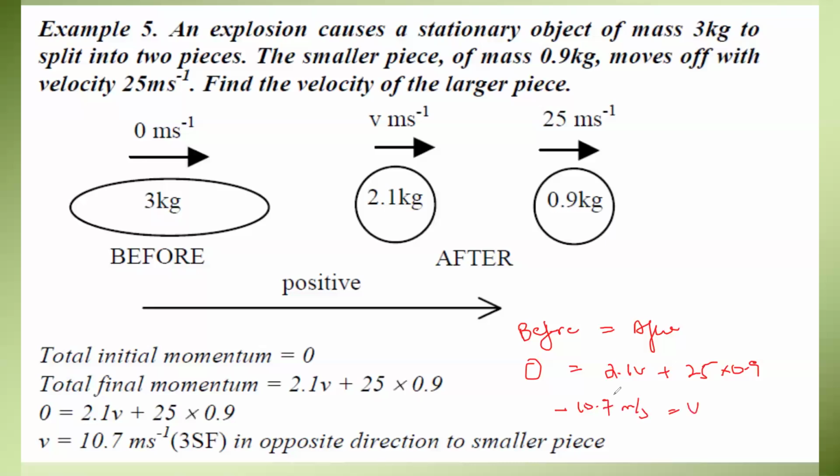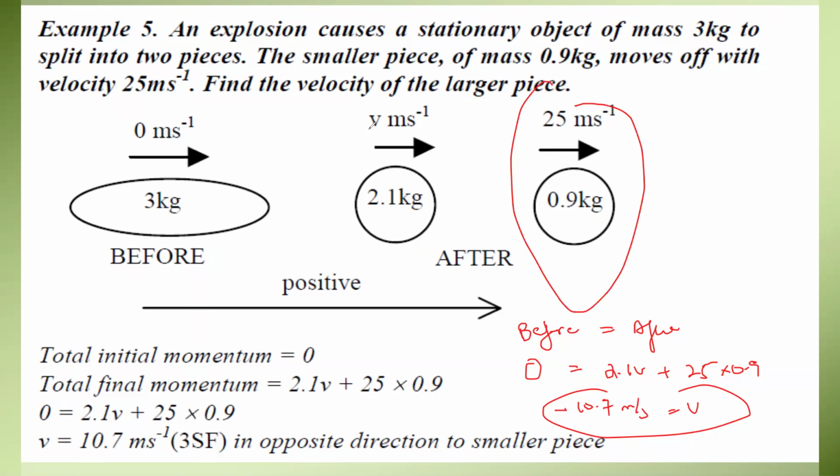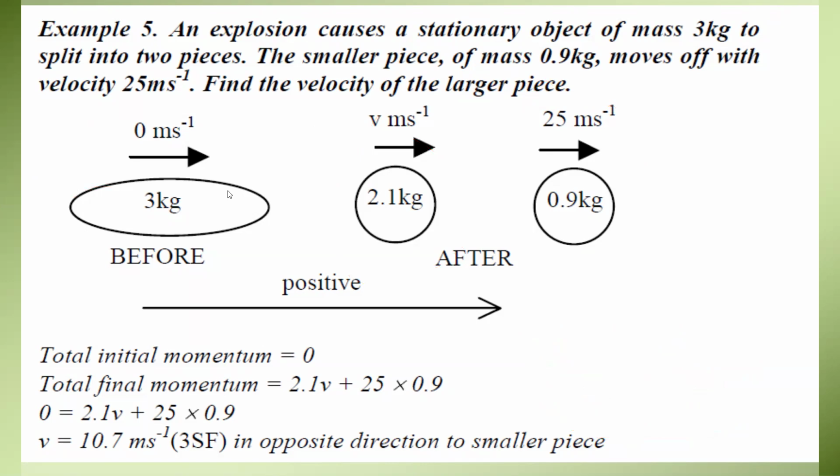So what does negative 10.7 meters per second mean? It means that if we considered the fragment moving towards the right, our answer is negative, so it will not move towards the right. It will move towards the left to conserve the momentum. Is this example clear?